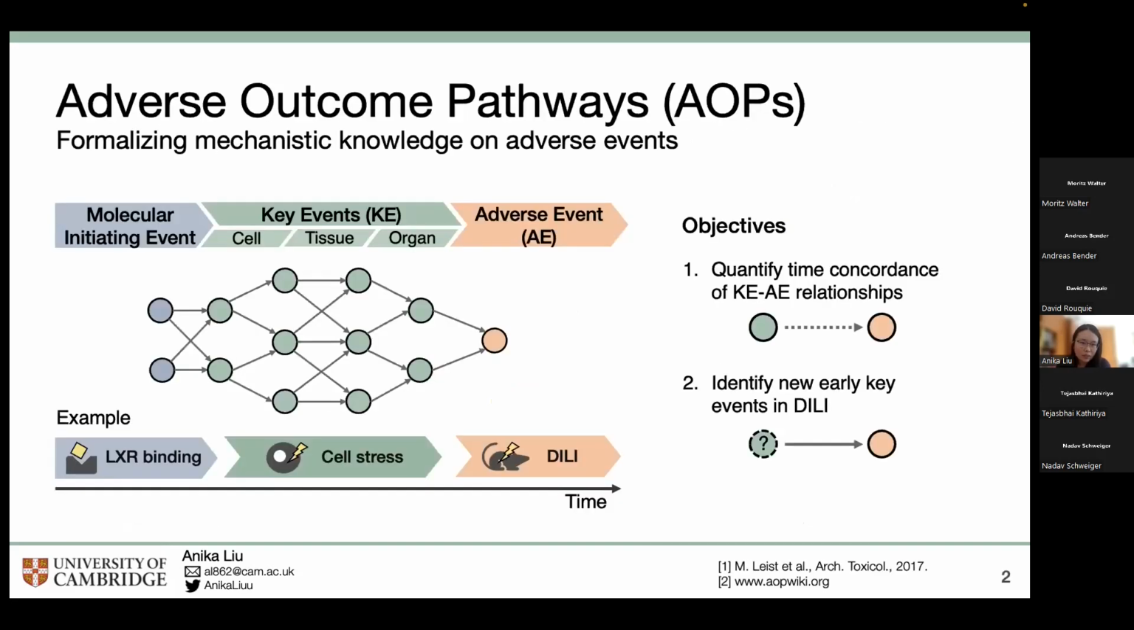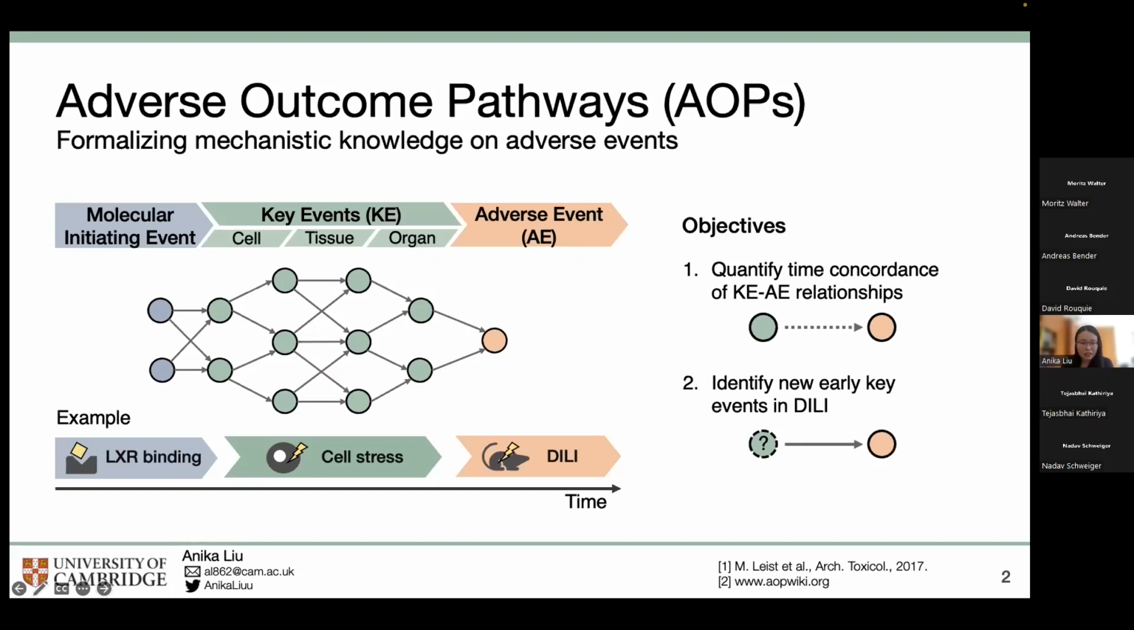So the larger framework this fits into are the adverse outcome pathways, short AOPs, which aim at formalizing knowledge on toxicity mechanisms by identifying these relevant events. These are on different levels, so they're usually multi-scale, and also try to link them to causal key event relationships. The idea generally is that if you know the earlier molecular initiating events or key events, this can then be used as an early warning flag for the later adverse event.